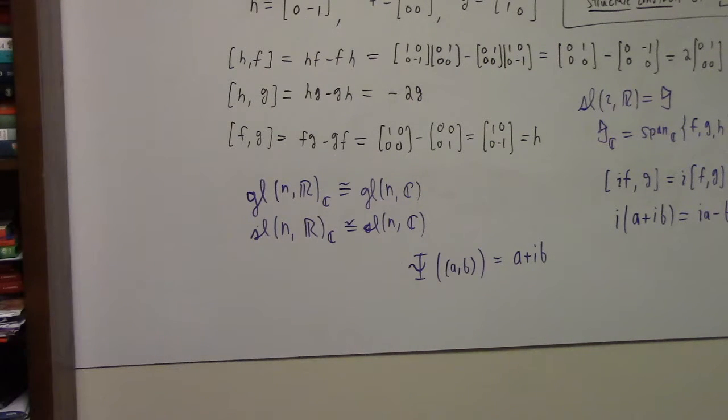Now what was the definition of little un? What's this as a real Lie algebra?